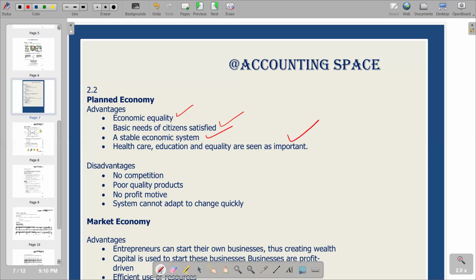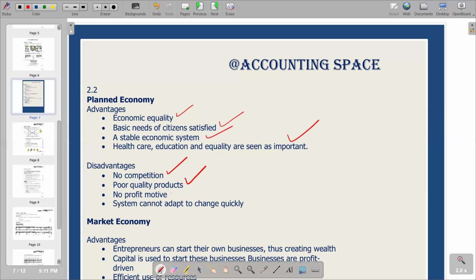Then look at the disadvantages of planned economy, where we're saying there is no competition. Remember, the government is monopolizing operations in the economy, so there is no competition. When there's competition, it's going to enhance the quality of products being produced, because the firms, our producers, will be competing with one another. So at the end of the day, the quality of the products is enhanced. When there's no competition, it limits the quality of those products. Then we go to poor quality products, which emanates from the issue of no competition.